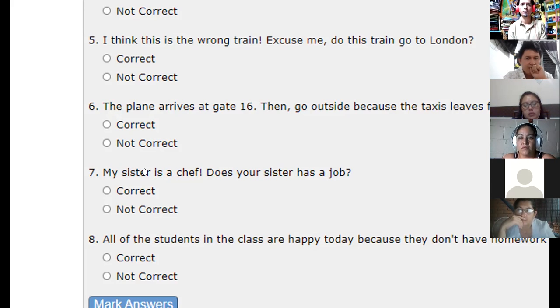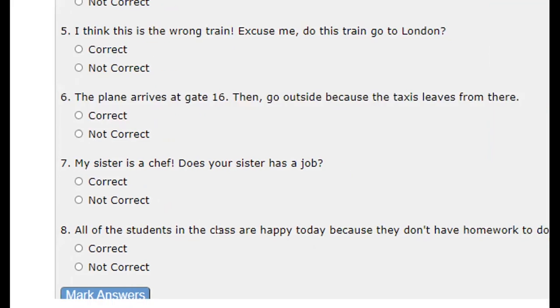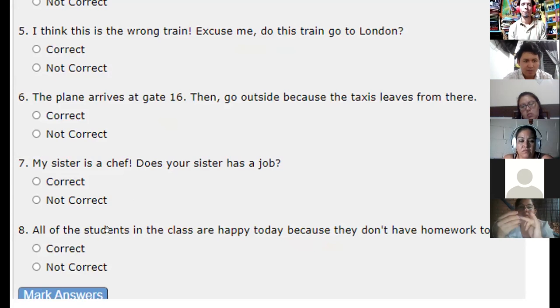If you want, Miss Portillo, help us with number 8. Nos ayuda con la número 8. All of the students in the class are happy today because they don't have homework to do. Right? This may be you, right? Quizás son ustedes, ¿verdad?, los que se miran representados en esto. Tómese su tiempo, no se preocupe. Yeah, take your time.